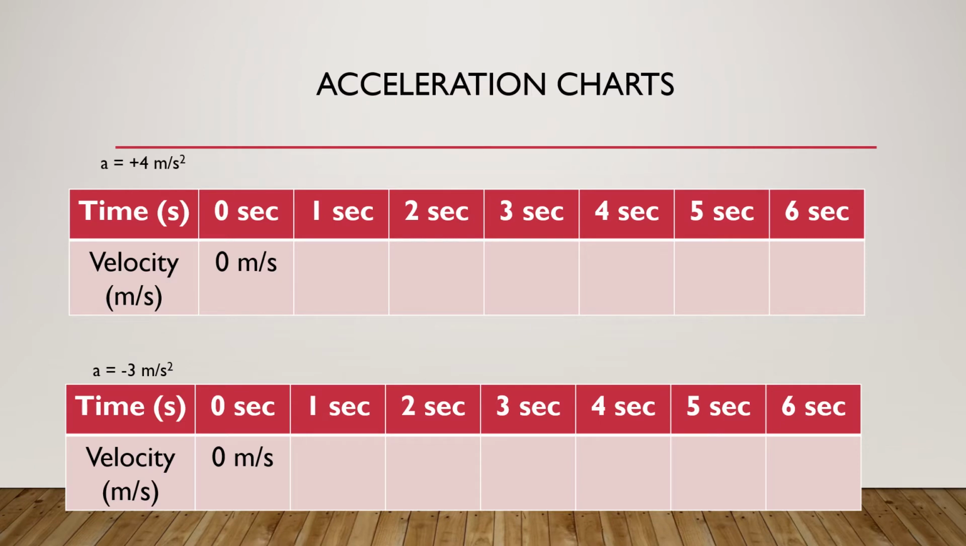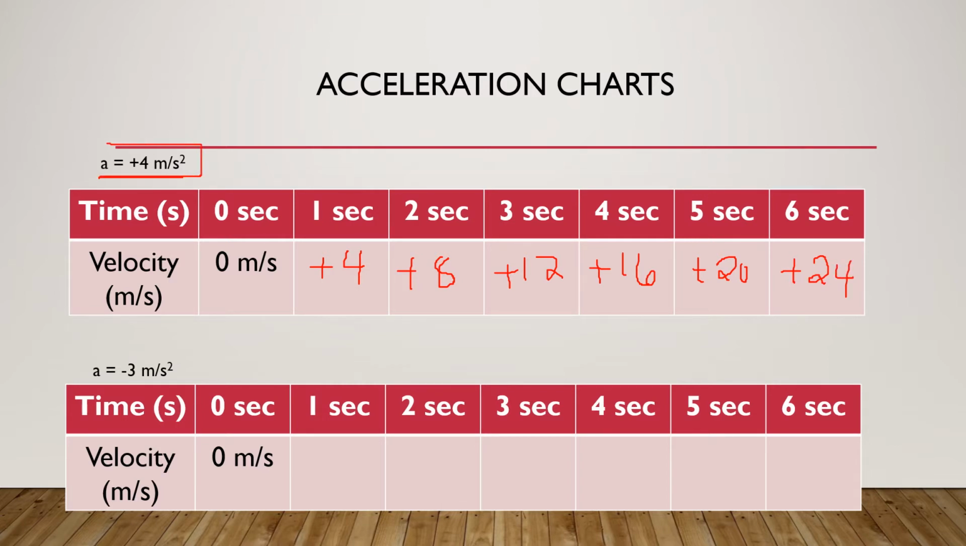Now, this acceleration can work in the charts as well. Acceleration, don't forget, is defined as the change in velocity over time. So if I have a chart that has an acceleration of positive 4, what that means is that every single time I go over a box, I'm going to add 4: plus 4, plus 8, plus 12, plus 16, plus 20, plus 24. That's it. That's what this means.